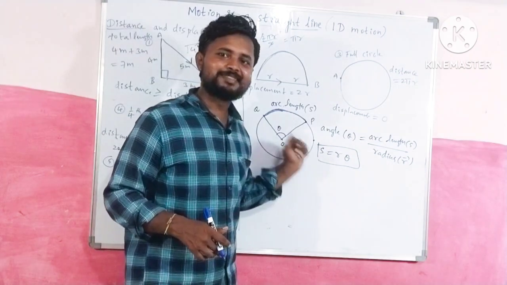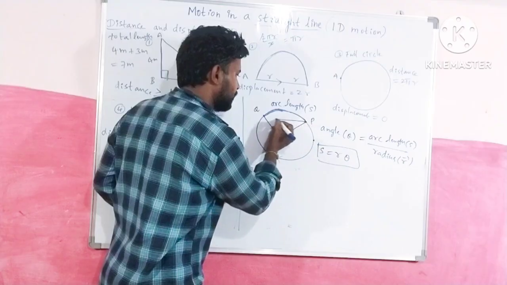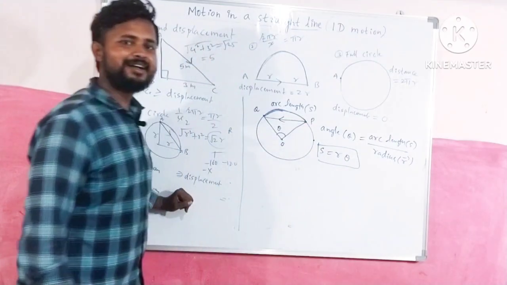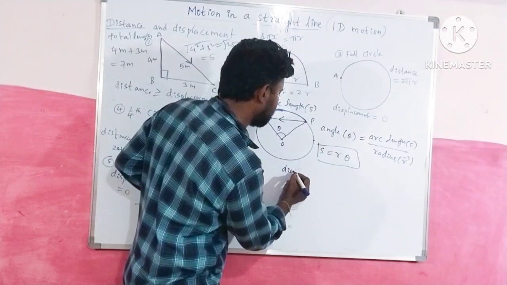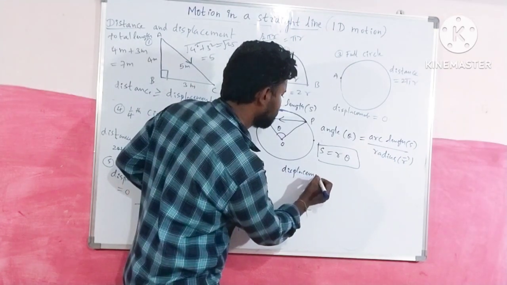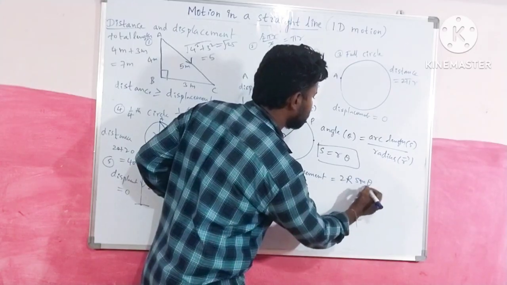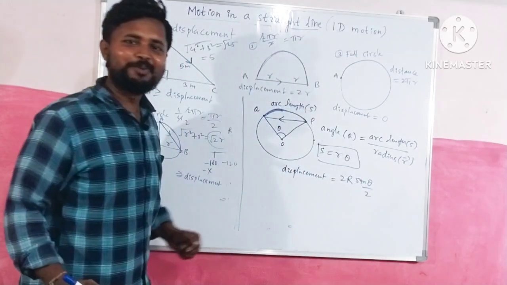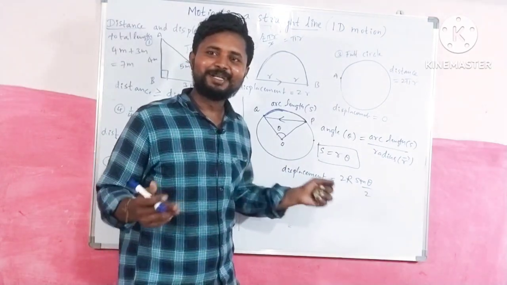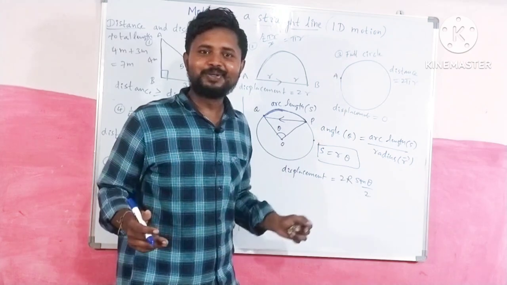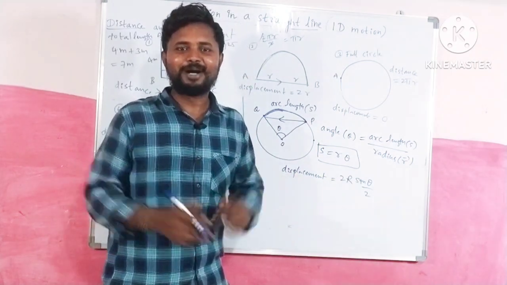Next, what is the displacement? When you join the direct line segment from the initial point to the final point, this gives the displacement of a body. Displacement of a body is 2r sin theta by 2. Put in the comment box how this formula came. This formula has some derivation; find the derivation and comment it in the comment box.